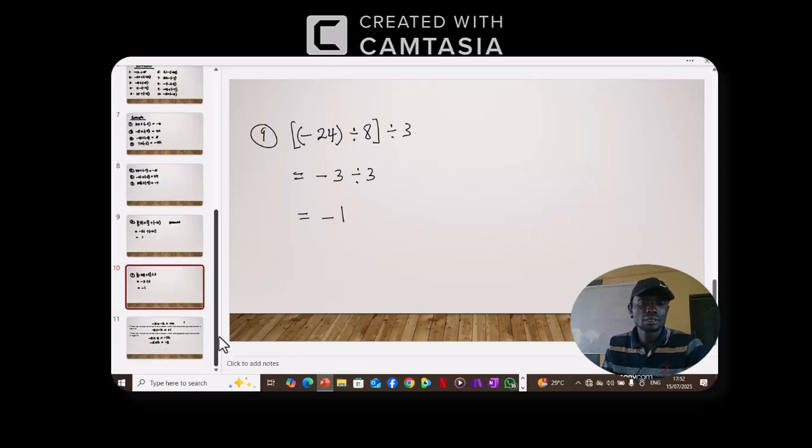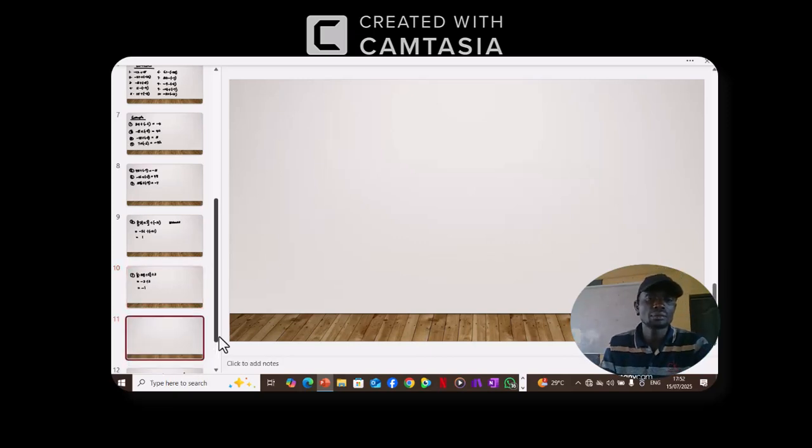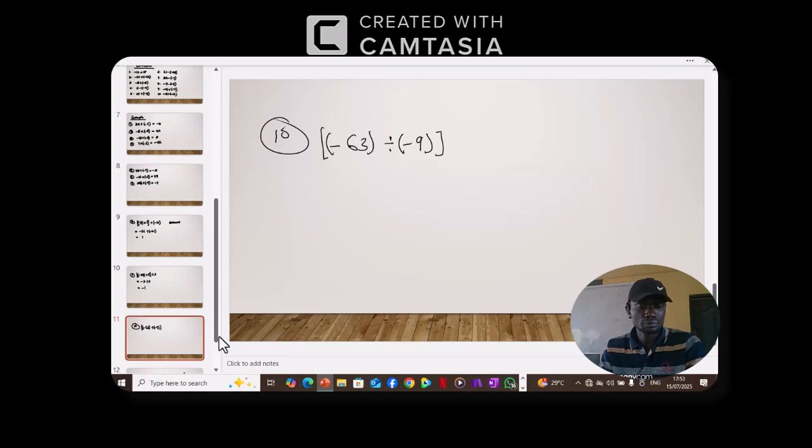Let's look at the last one, number 10. So minus 63 in brackets, divided by minus 9 in brackets, now all inside a big bracket, now times minus 7.